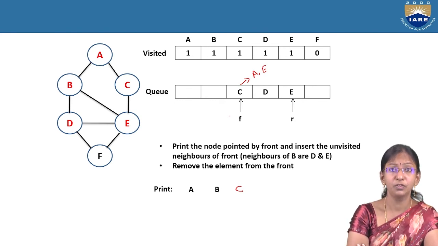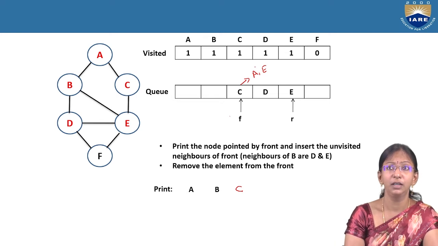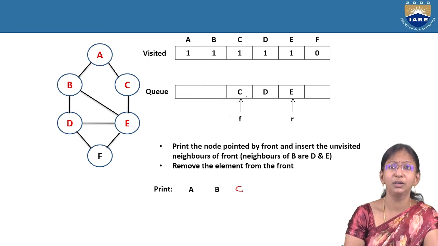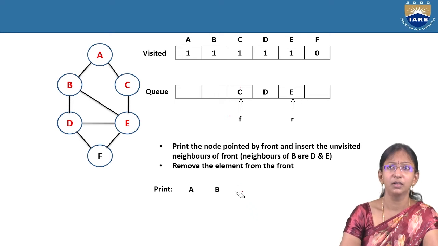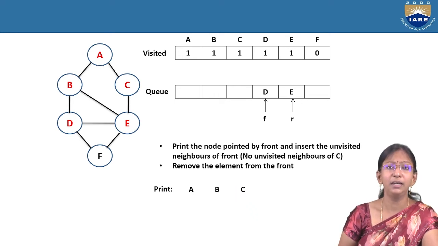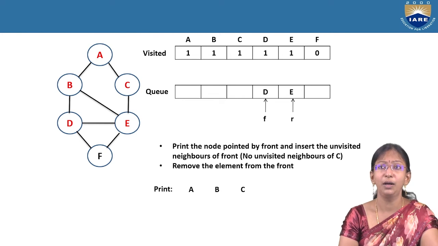Now, our point of concentration is only the unvisited neighbors of C. A is already visited, E is already visited. So, is there anything to remove or insert? There is nothing to insert as both have already been visited, right? So, the only thing that we can do is remove the element at the front. So, C will be removed and we will be pointing our front to D now. These are the changes once we reach C. Have a look. So, no new entry into D. Right?